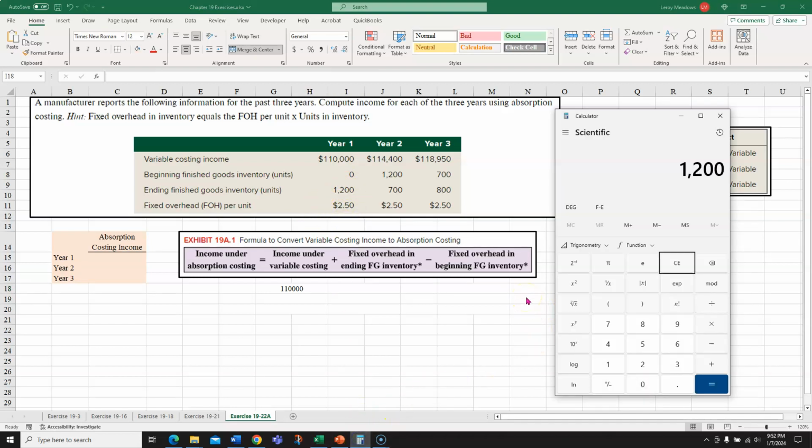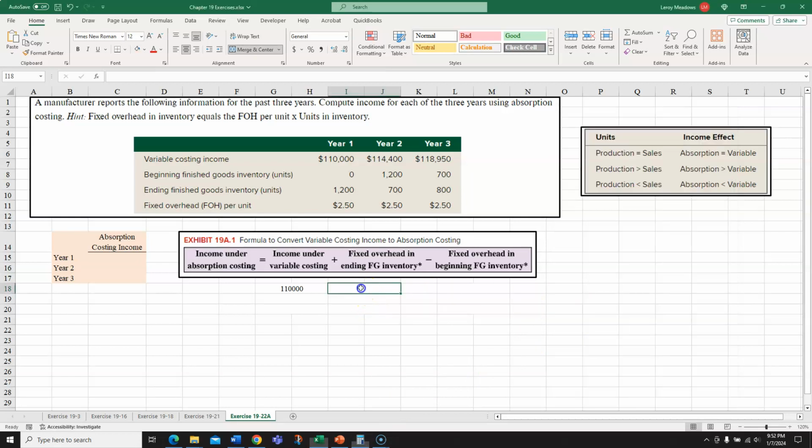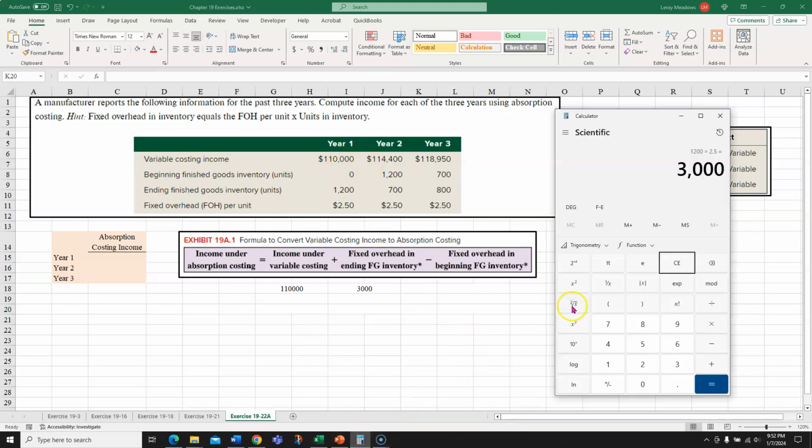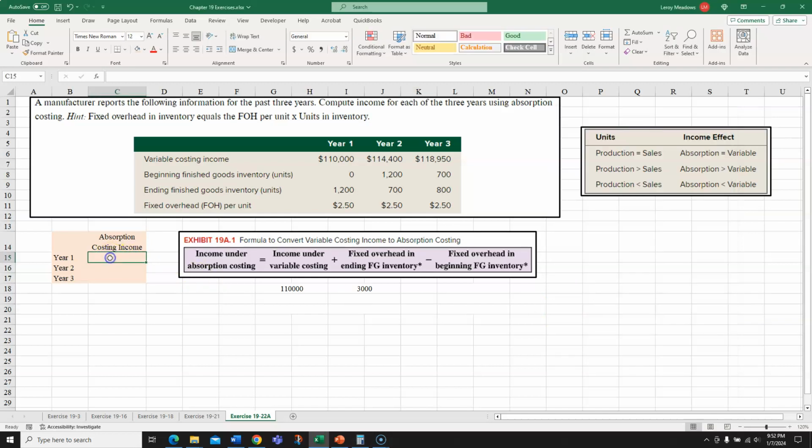So 1,200 times 2.5 gives me $3,000. Minus my fixed overhead in beginning finished goods inventory. Now, I had no units in beginning finished goods inventory, so I don't have to worry about this. So all I have to do now is take my 110,000 plus 3,000, and my absorption costing income is going to be $113,000. So I'll just put that right here.